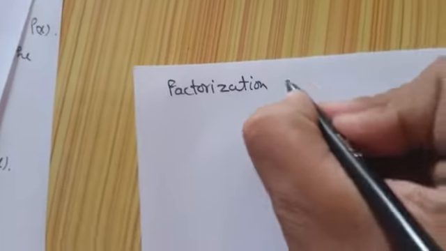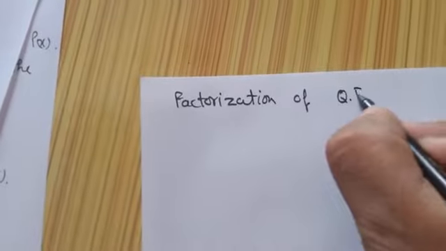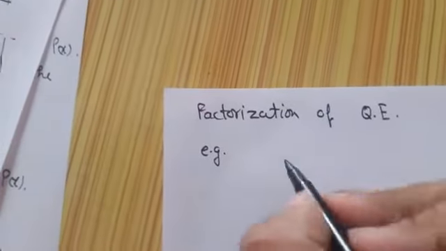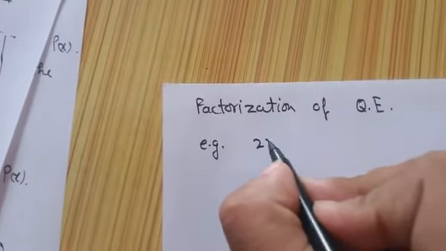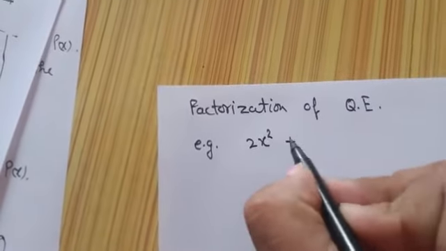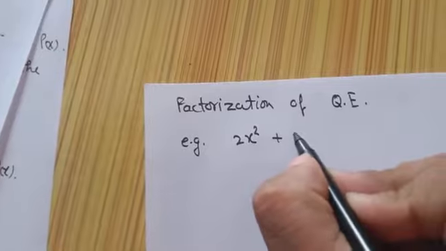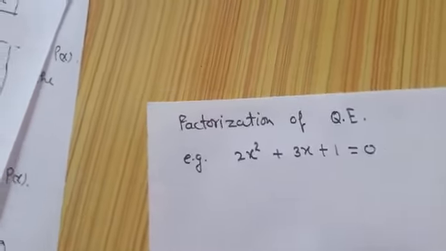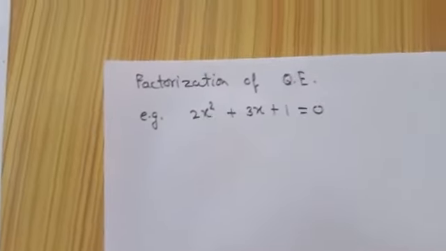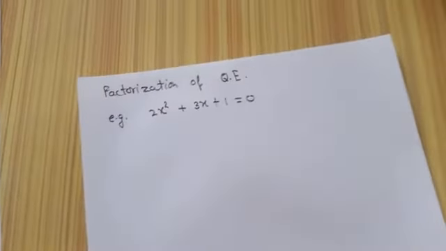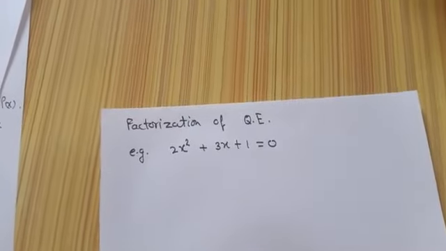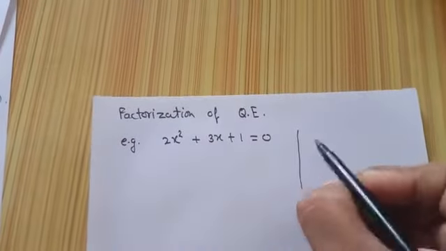Factorization of quadratic equation. If we take one example such as 2x square plus 3x plus 1 is equal to 0, the question first comes to my mind: how to factorize this quadratic equation? We follow simple steps.